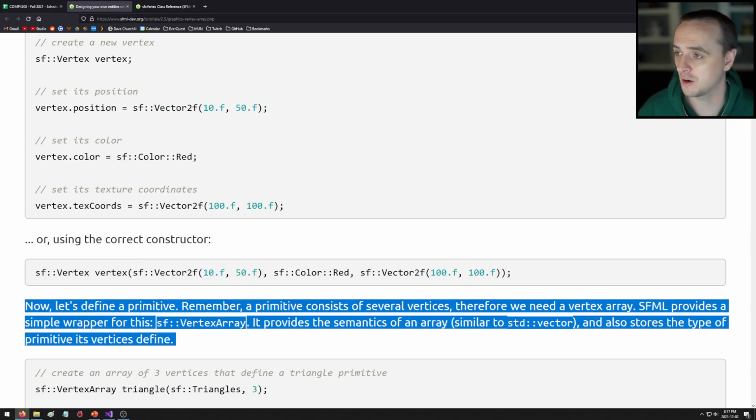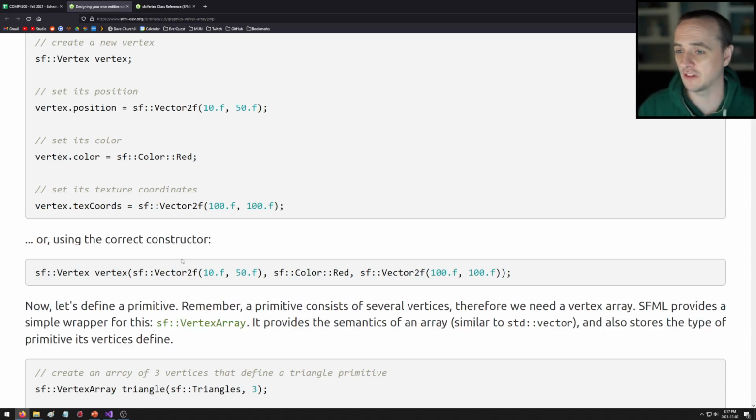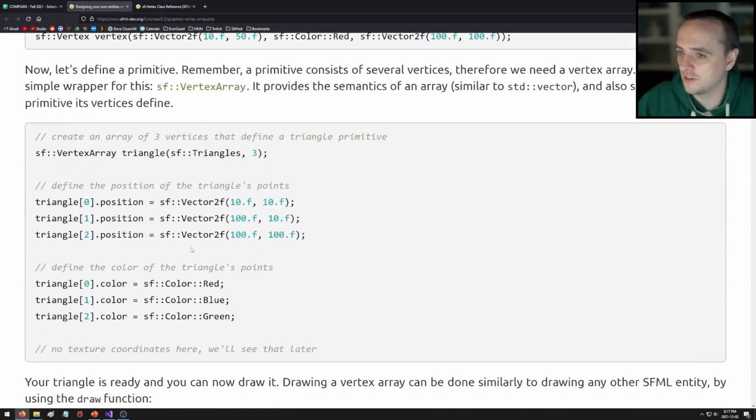Now let's define a primitive, right? A primitive is something like a line or a triangle or a quad, and those primitives are going to be made up of multiple vertices. In this example, they're making a triangle. So sf::VertexArray is the data type that we'll be using. If you want to make a triangle, you pass in 2 things. The first one is the type of primitive that this is going to be drawing, and a number, that's the size of the vertex array that you're going to be using.